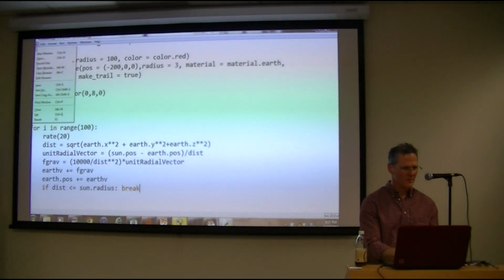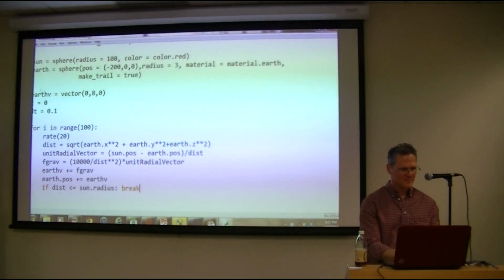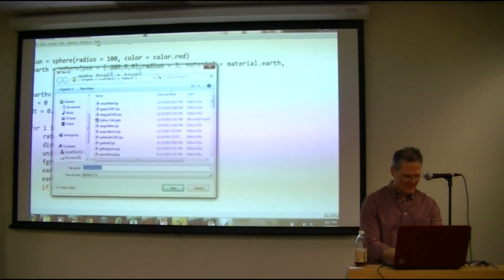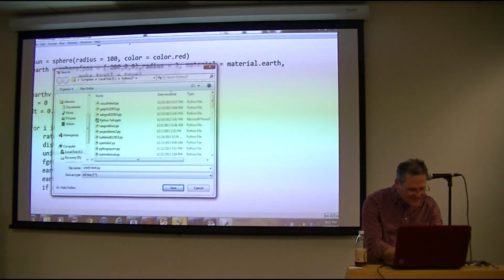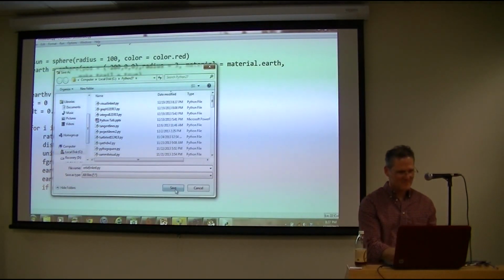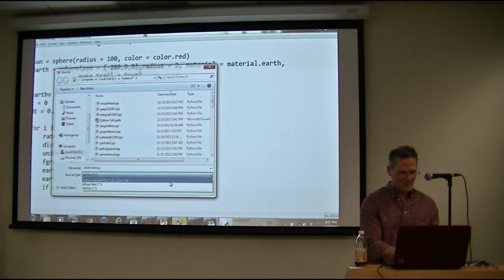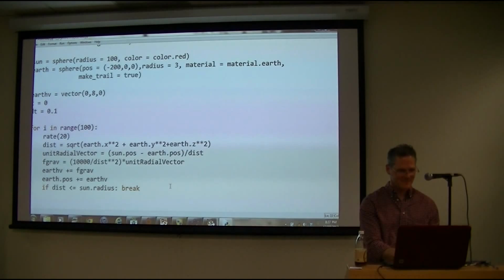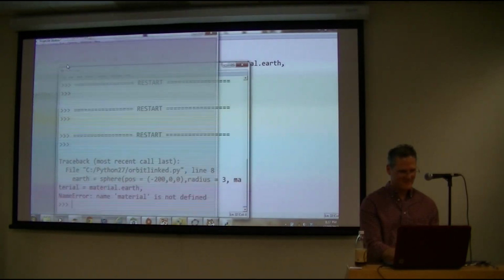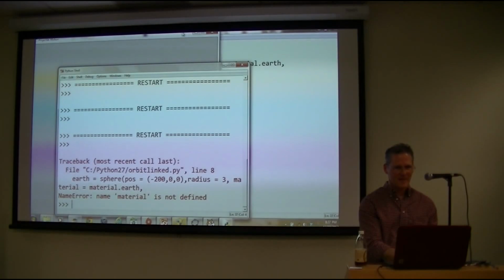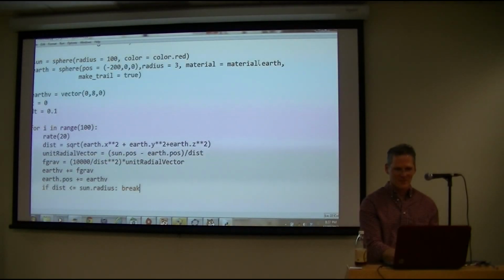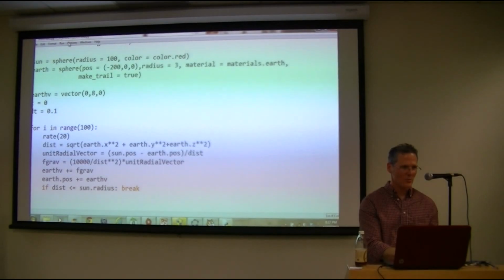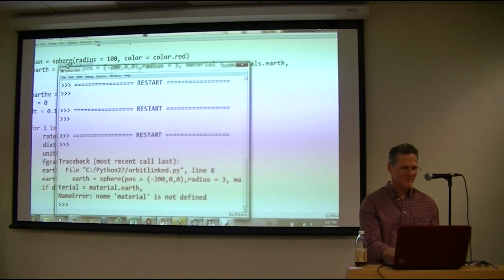Oh yeah, no, I want to save this as the Visual Python file. Ah, I knew I left out an S. Materials? Because that's the cool part. It's not just a green sphere.